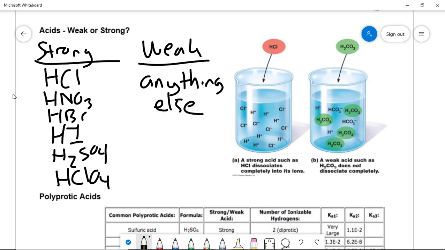So it's really easy to be able to figure that out. All of this breaks down. It's a strong acid. This is weak. Notice we get a few of them that break down, but not all of them.